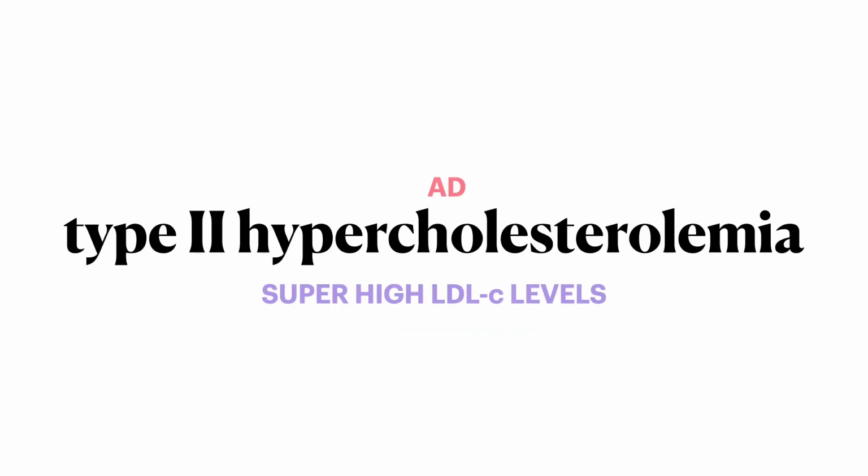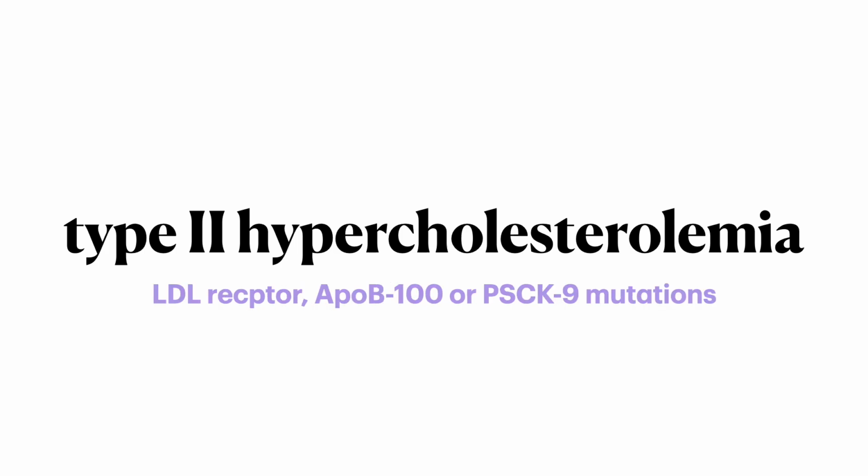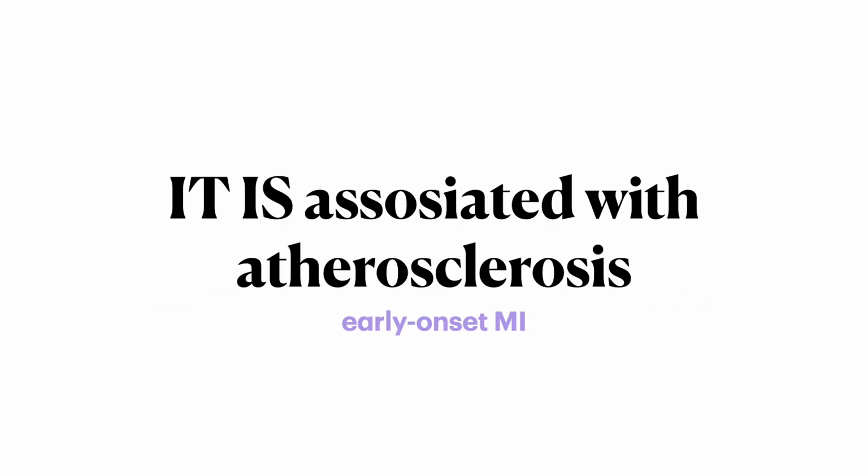Moving on to type 2, hypercholesterolemia. This is going to be an autosomal dominant condition where patients will present with very, very high levels of LDL. Now, this could be either due to a problem with the LDL receptor or a problem with ApoB100 or PCSK9 mutations. The overall cause is that it's going to be associated with very high levels of LDL. Now, in this condition, in contrast with type 1, it is associated with atherosclerosis. The questions then might give you a history of very early onset myocardial infarction, like in their 20s or 30s. This is not normal, and that's a clue that this patient may have a type 2 dyslipidemia.